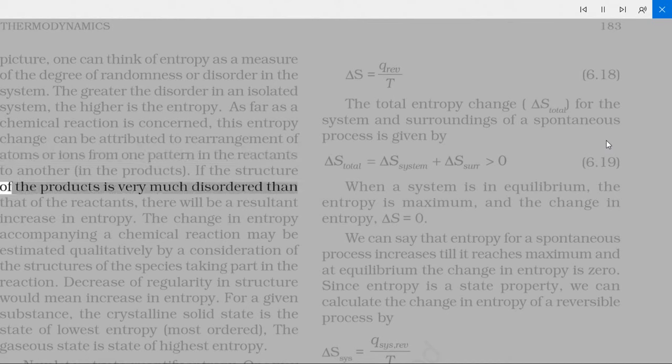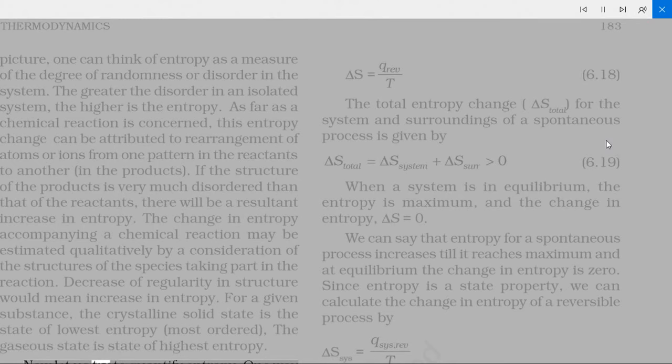If the structure of the products is very much more disordered than that of the reactants, there will be a resultant increase in entropy. The change in entropy accompanying a chemical reaction may be estimated qualitatively by a consideration of the structures of the species taking part in the reaction. Decrease of regularity in structure would mean increase in entropy. For a given substance, the crystalline solid state is the state of lowest entropy, most ordered. The gaseous state is the state of highest entropy.